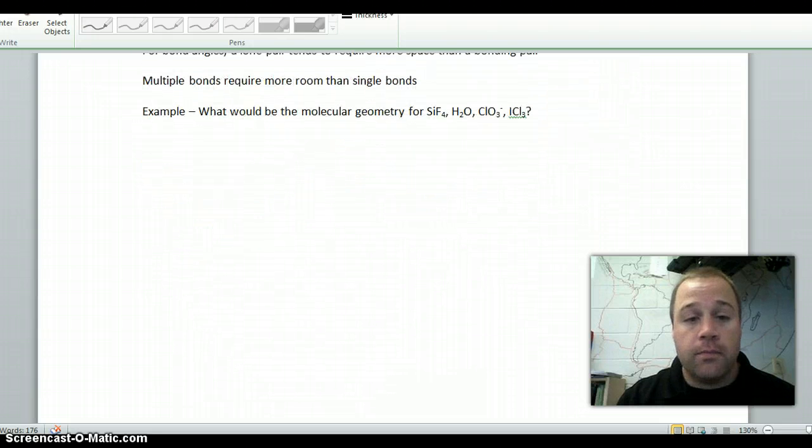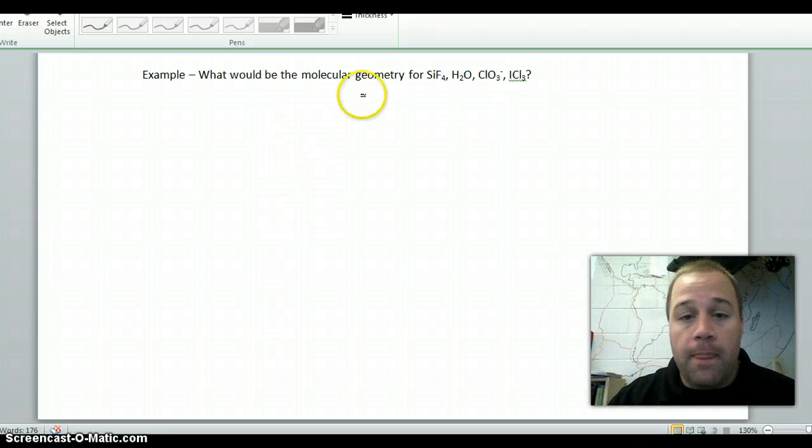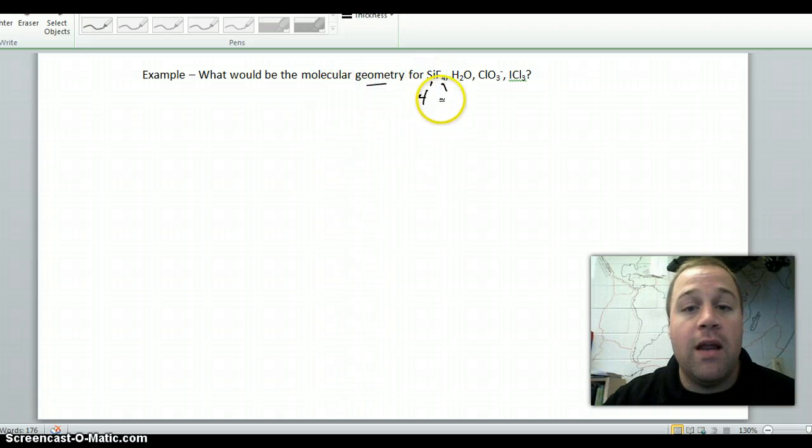So let's do this. We're going to draw out the molecular geometry of SiF4, and we'll do that one first. We're just going to follow our same rules. Si has 4 valence electrons. Fluorine has 7 times 4, which is 28. So we have 32. We put silicon in the middle.